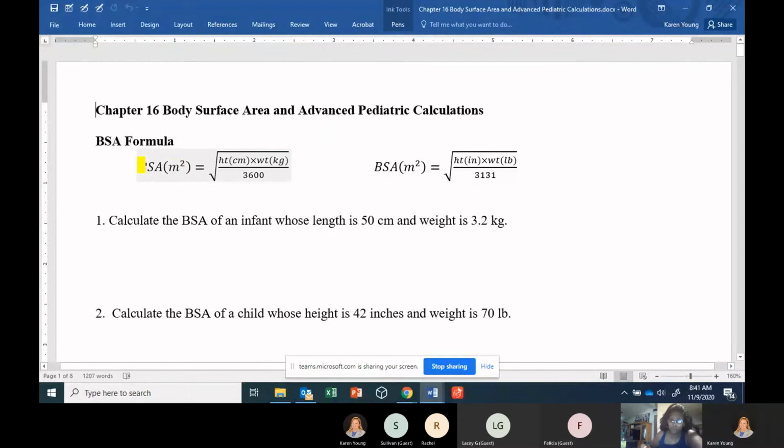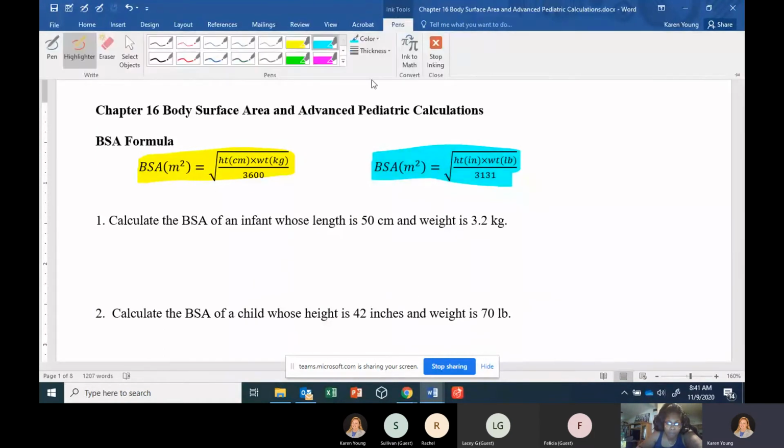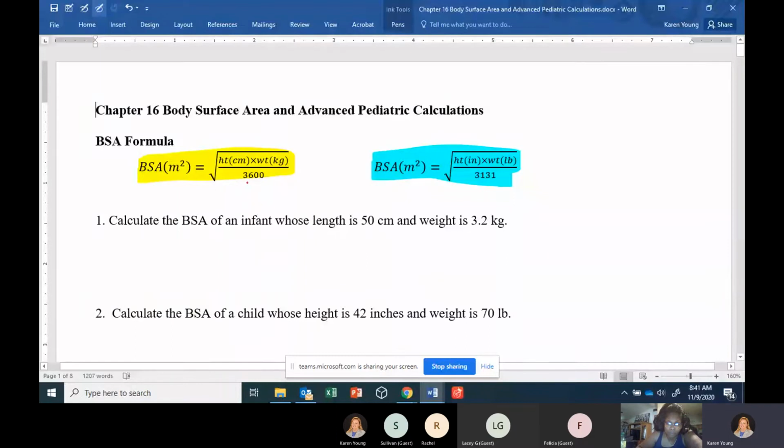And you can calculate the body surface area in 2 ways. We can calculate it using metrics, centimeters and kilograms, or we can calculate it using inches and pounds for height and weight. Now, notice the difference. If we're using centimeters, we're dividing by 3,600. If we're using inches and pounds, we're dividing by 3131. So the division's different. It's still height times weight divided by either 3,600 or 3131, and it's the square root of that answer.